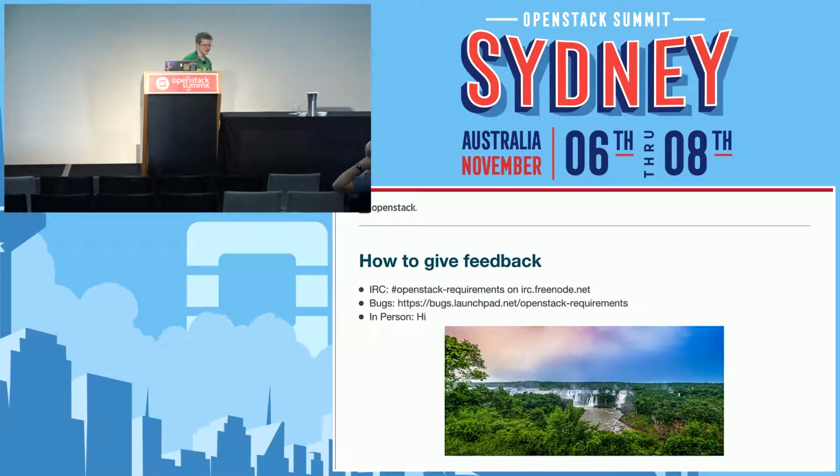Working with project config is not necessarily the most fun. How to give feedback: you can either talk to me or talk to Tony. We are on IRC Freenode in the OpenStack requirements channel. We have bugs. We don't have many bugs right now. It's mainly used as tracking for various long-term goals. Make sure we don't forget to uncap stuff, things like that.